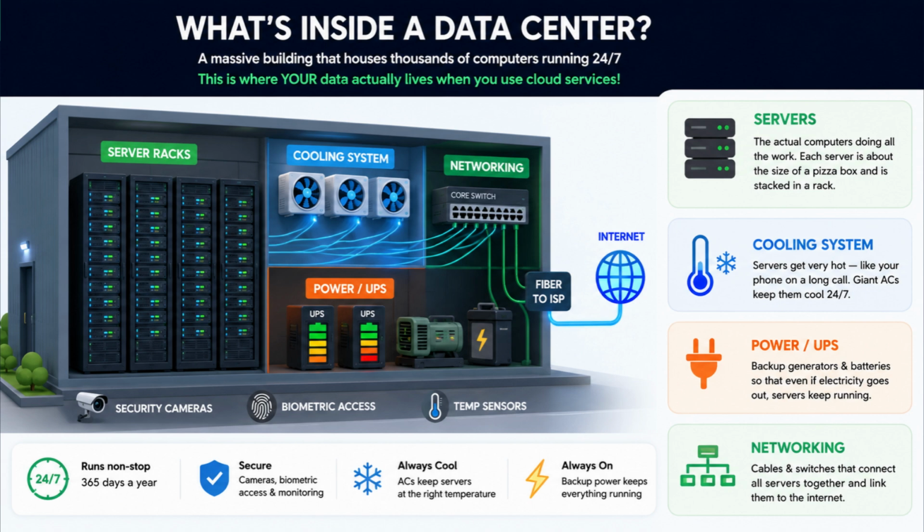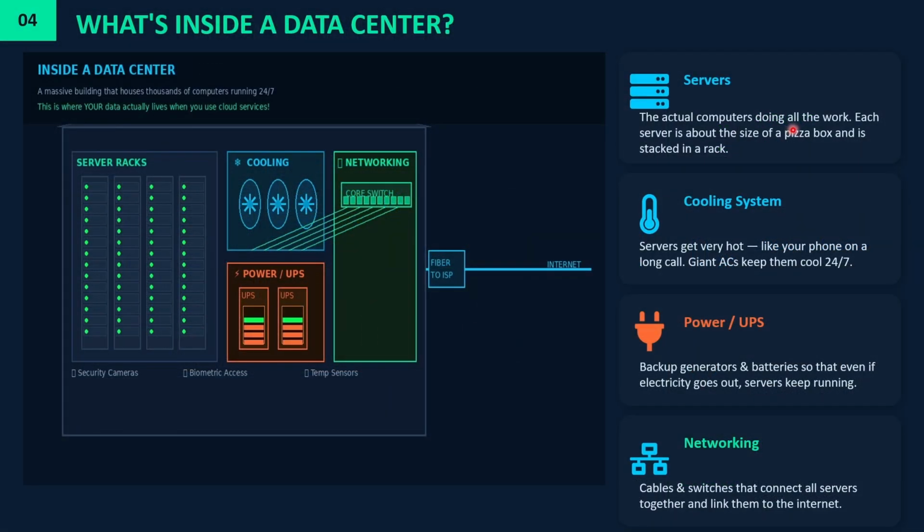If power goes down, UPS will work. And the networking, the core switches, the fiber to ISP, the internet. Servers are the actual computers doing all the work. Each server is about the size of a pizza box and is stacked in a rack.